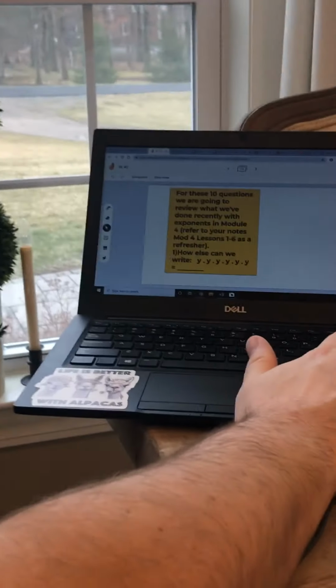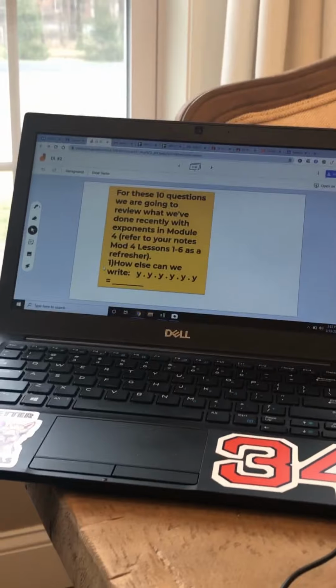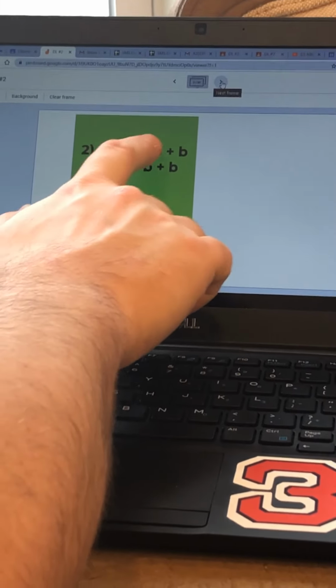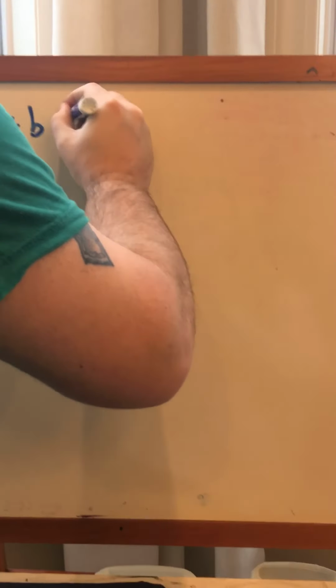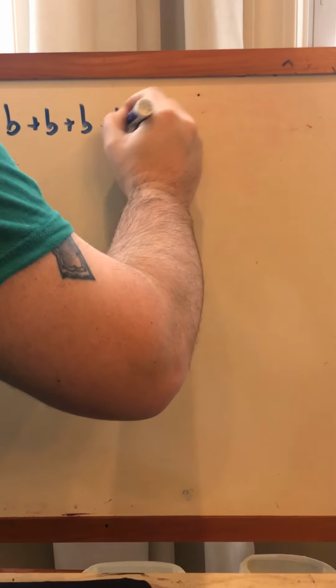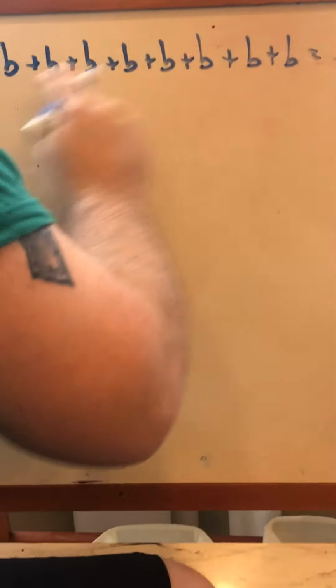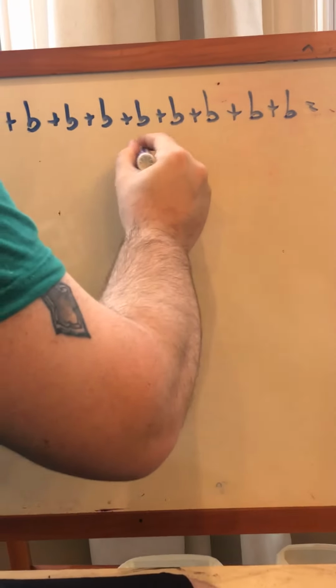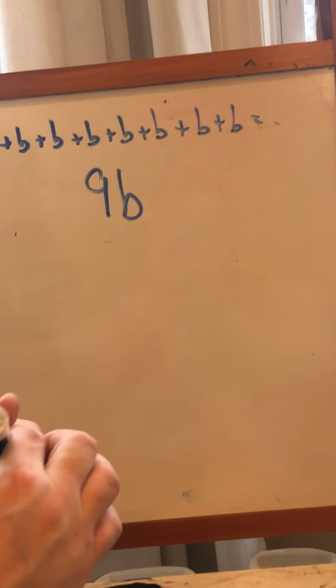And for number 2, I messed up. Wait, no, I didn't. I got it. All right. So you have 1, 2, 3, 4, 5, 6, 7, 8, 9 of them. b, 1, 2, 3, 4, 5, 6, 7, 8, 9. Writing b to itself 9 times. Repeated addition turns into multiplication. So we're just writing it as 9b, which means 9 times b.